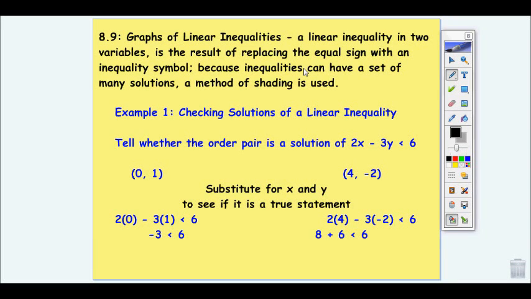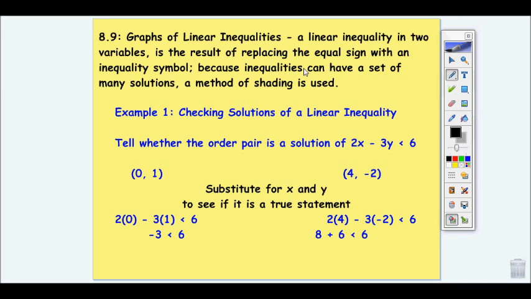8.9, we're going to return to some things about inequalities. A linear inequality that has two variables is the result of replacing the equal sign with an inequality symbol. So instead of saying they're equal, we're going to say they're less than or greater than. We might also say less than or equal to, or greater than or equal to.